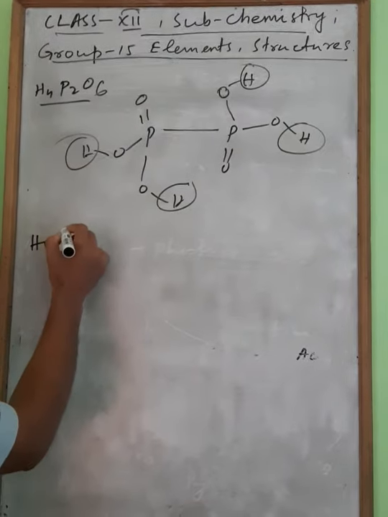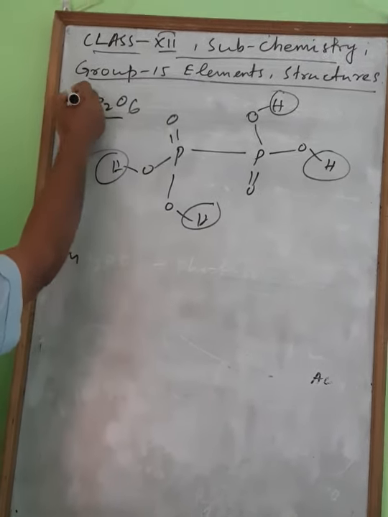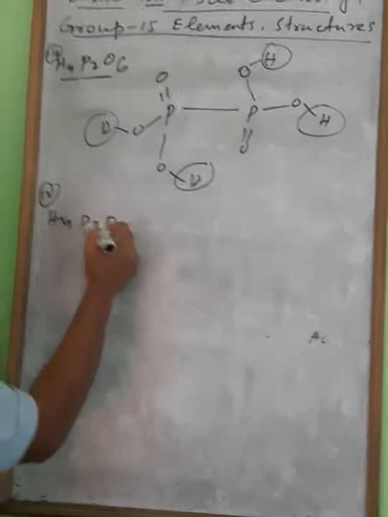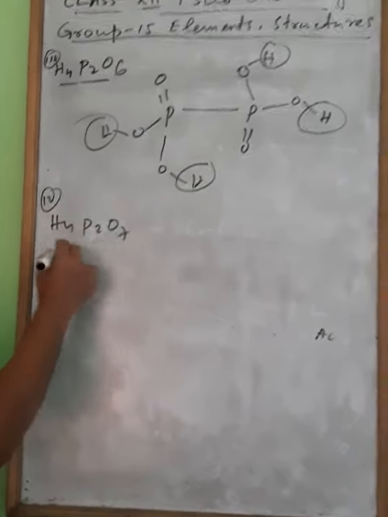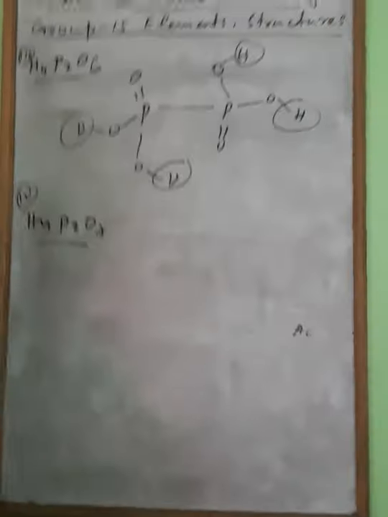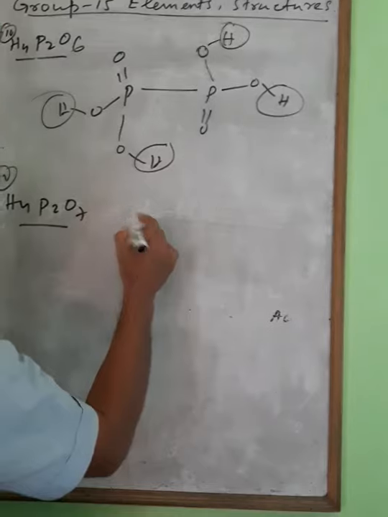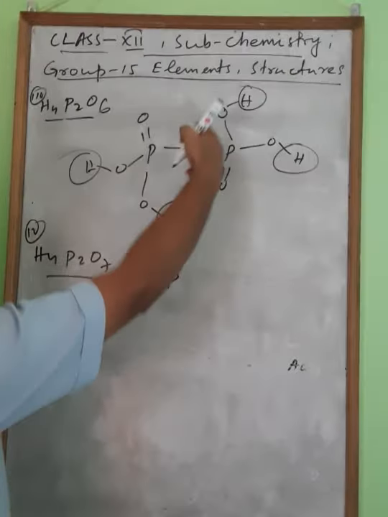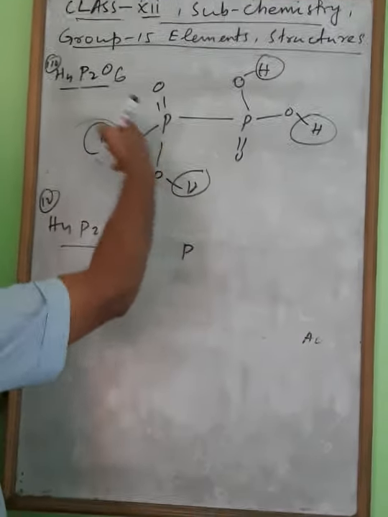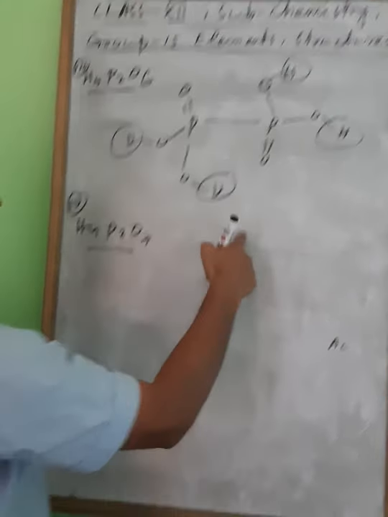H4. This is number 3. This is number 4. H4P2O7. Put 1 more oxygen. Okay. Pyrophosphoric acid. What is this? Just the same picture will come. The structure should be the same, only put one extra oxygen in between the two phosphorus.